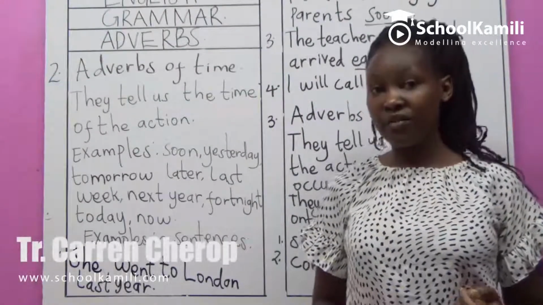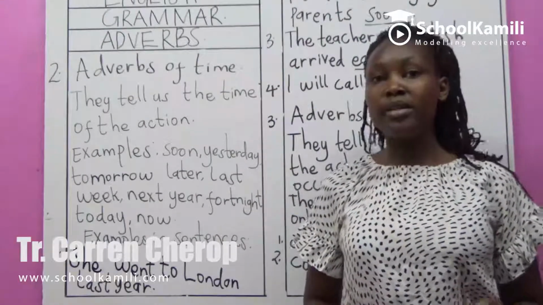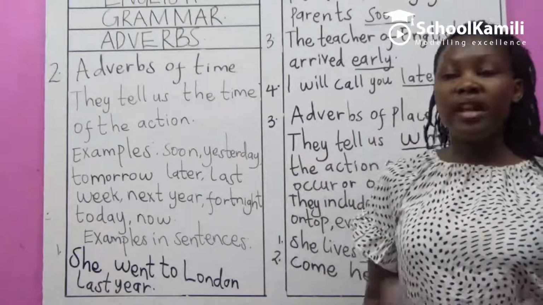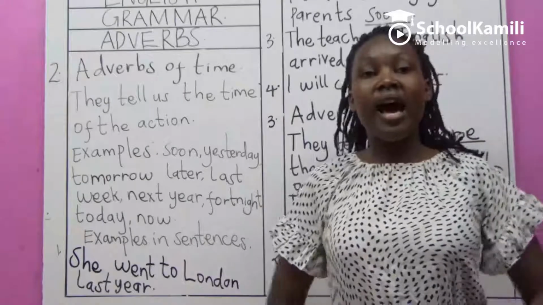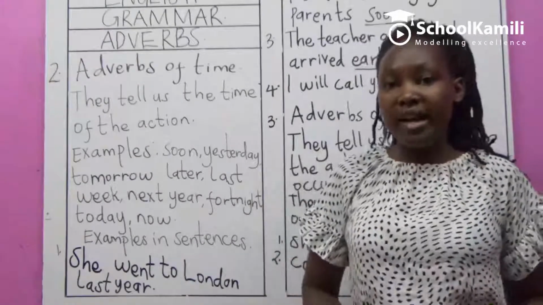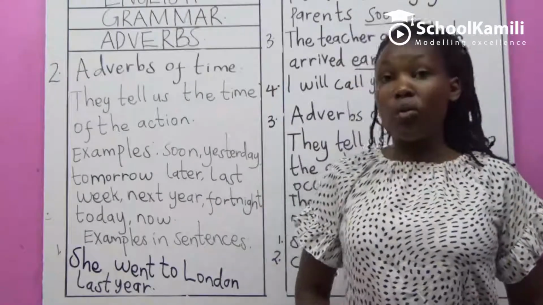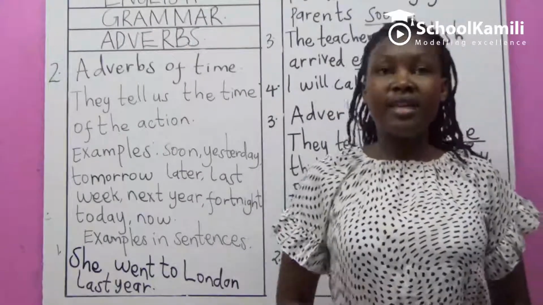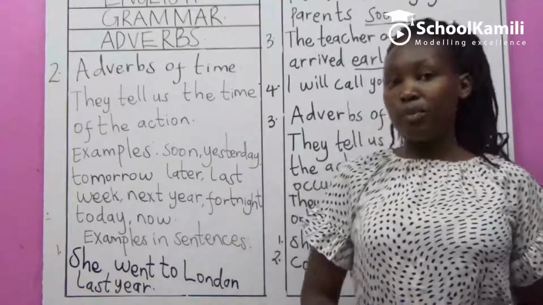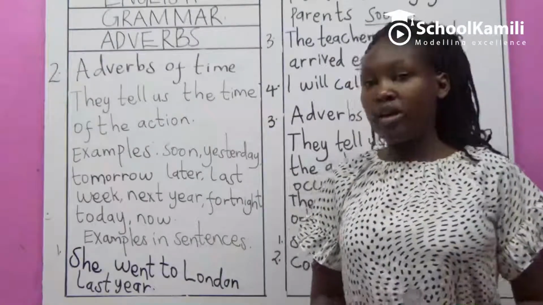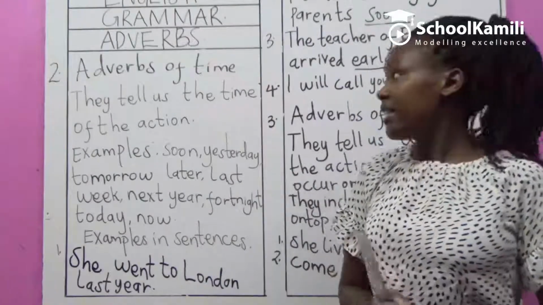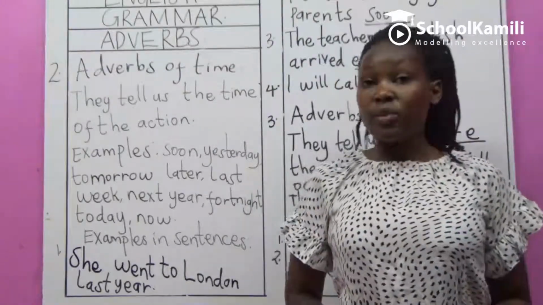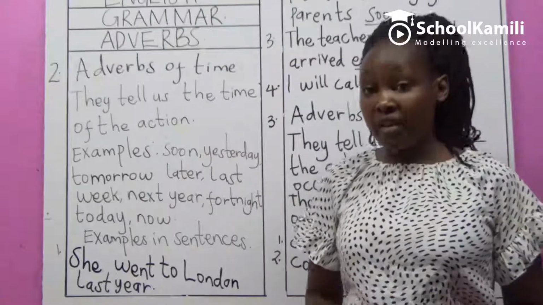Discussing adverbs. In our last lesson, we discussed the adverbs of manner, where we said that adverbs of manner tell us how an action was done or will be done. But in this lesson, we are going to discuss another type of adverb, because we completed the adverbs of manner. So we shall discuss the adverbs of time, because we said that we have different types of adverbs.